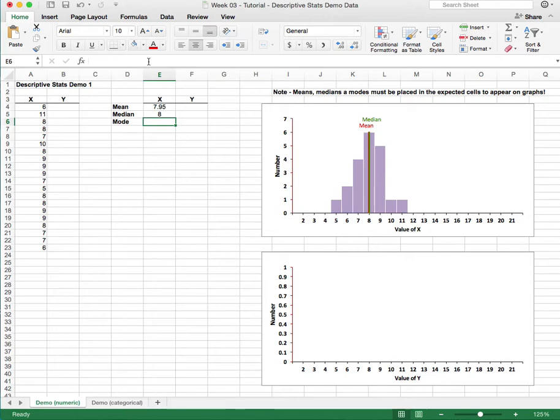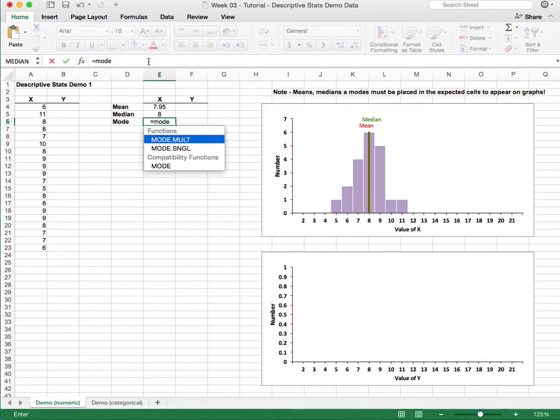Now, mode is a formula that's been around since the beginning of Excel. It used to be just a simple equals mode, but now there are two newer forms of this equation in Excel. As I start to type in mode, you will see them. There's a mode multi and a mode single, and it calls the old version of this formula, which is just mode, a compatibility function now. So let's use mode single, because mode single is equivalent to the old mode function.